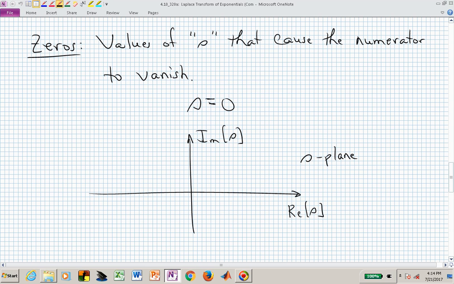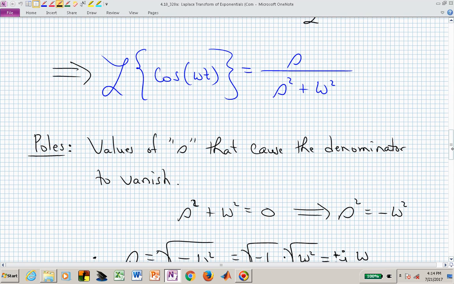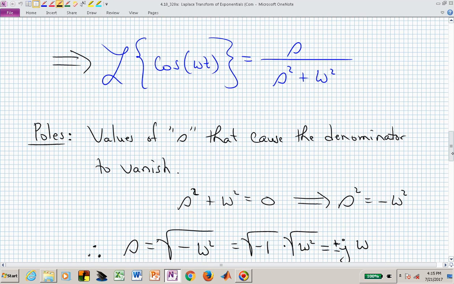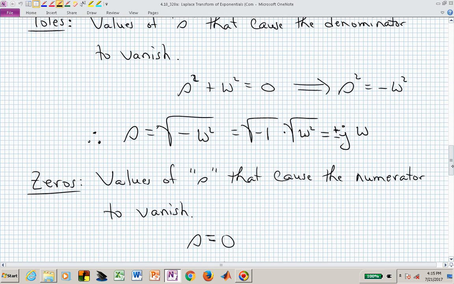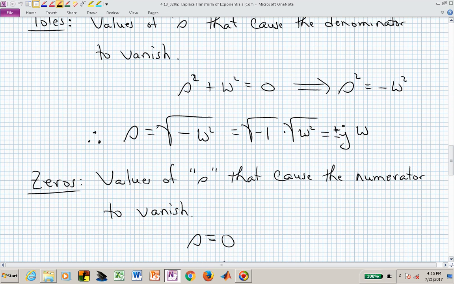The zero is the value of s that causes the numerator to vanish, which in this case, the numerator of our expression, is a finite zero. The finite zero, the finite values of s that cause that expression to vanish, will be the values of s that cause the numerator to vanish. In this case, the numerator is s. It's a first order polynomial in s, and we can set that polynomial, which is just s, equal to 0, and now we've trivially solved for the value of s that causes that numerator to vanish, which is a zero.